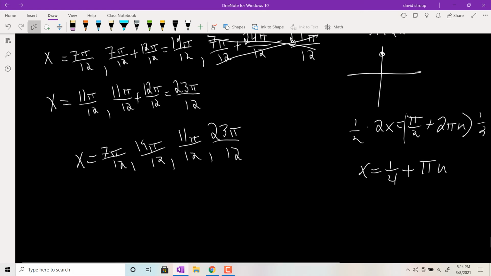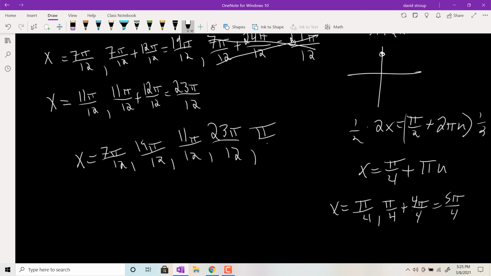And then you're looking for solutions in this interval. So the first solution would be pi over 4. Then pi over 4 plus 4 pi over 4, in other words, pi over 4 plus pi. Pi over 4 plus pi is pi over 4 plus 4 pi over 4, which is 5 pi over 4. And then pi over 4 plus 2 pi would be too big. So our final two solutions are pi over 4 and 5 pi over 4.